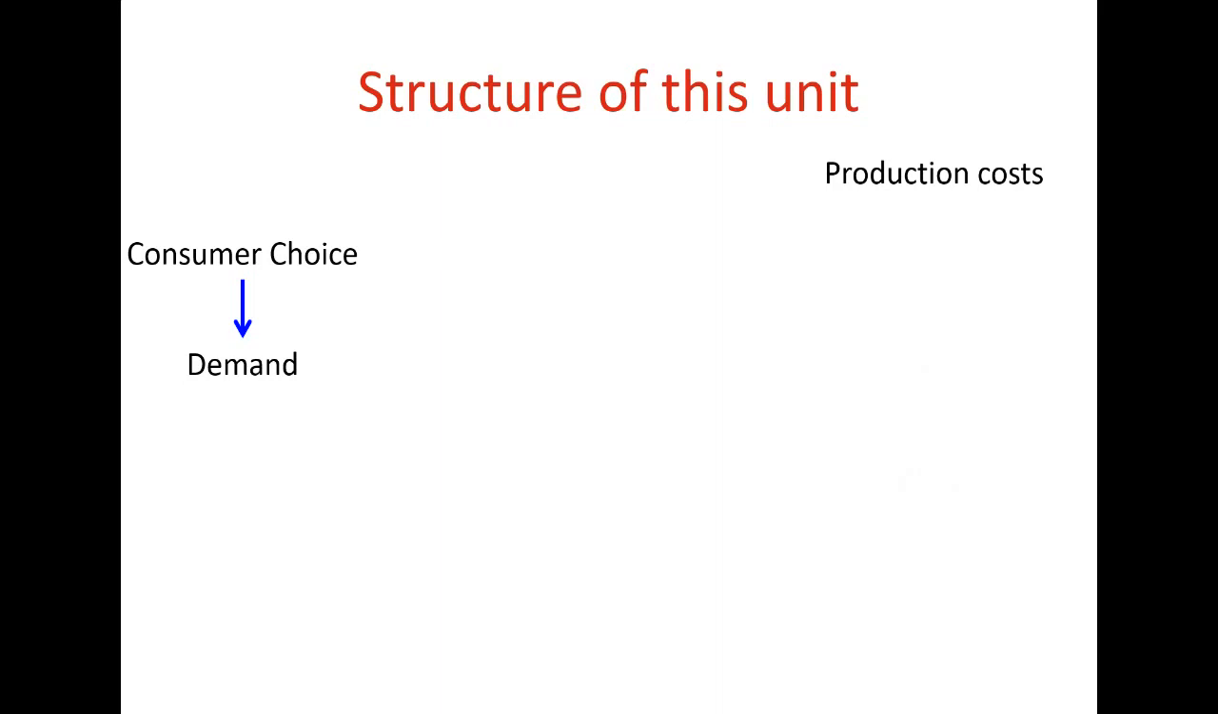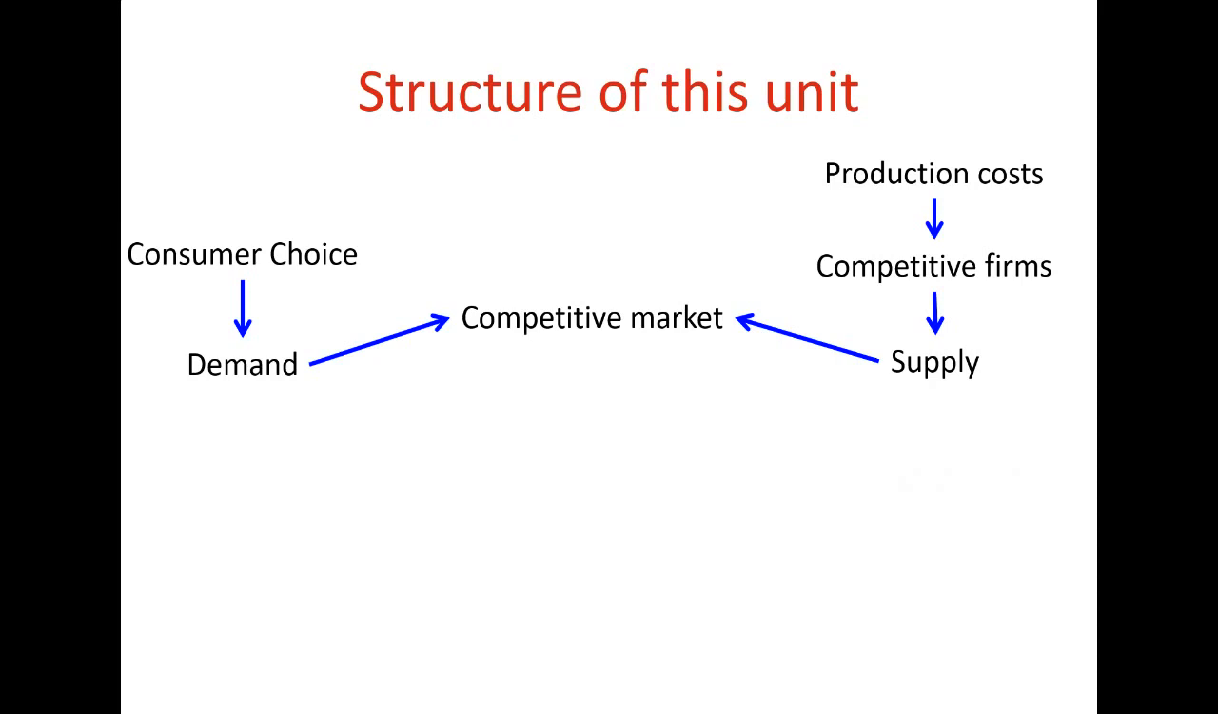Then we'll look at production costs of a firm and use that to come to an understanding of the behavior of firms in competition with each other, which in turn enables us to construct the notion of supply in a market. So once we've come to a theoretical understanding of demand and supply, we can put them together to talk about the outcomes of a competitive market.